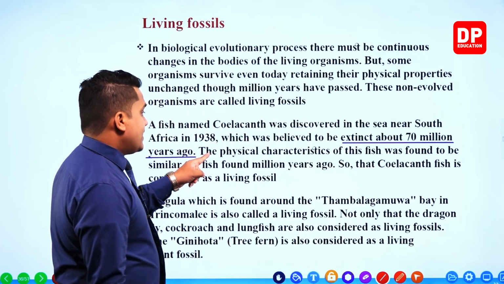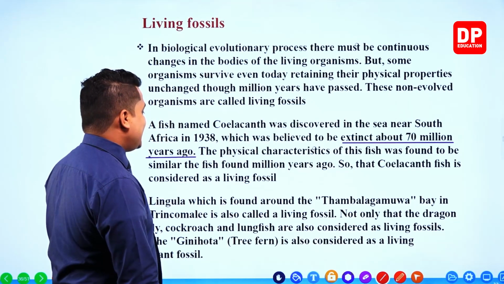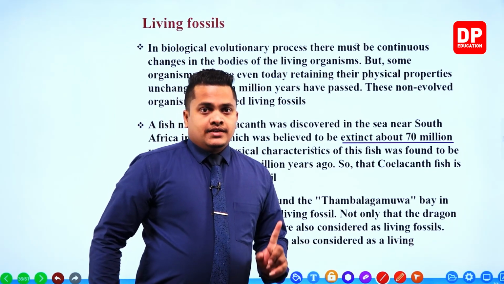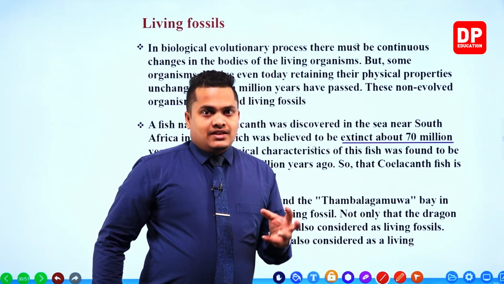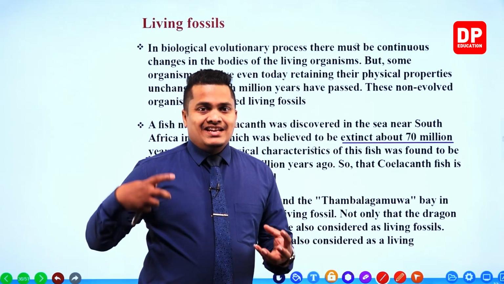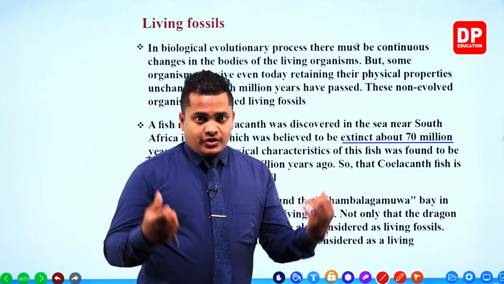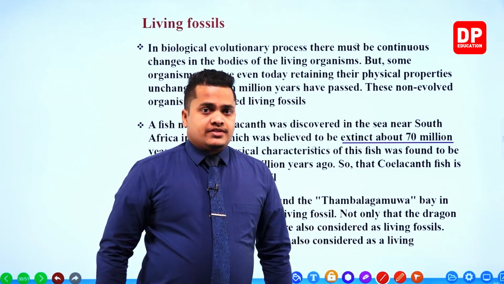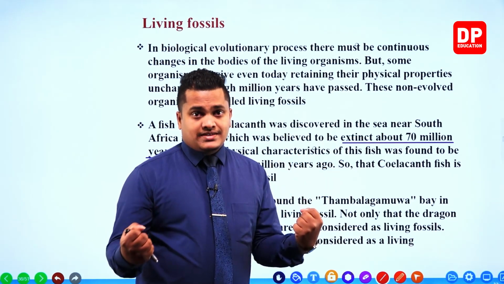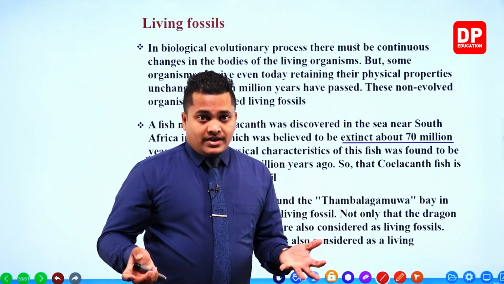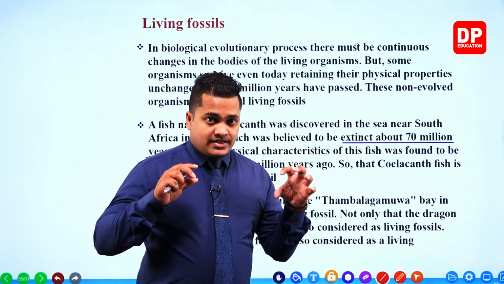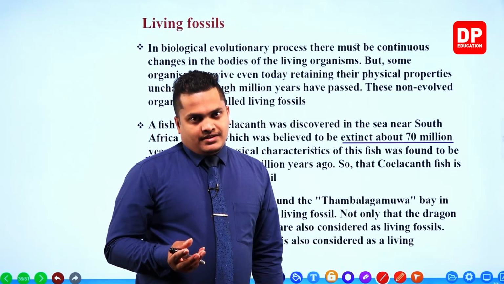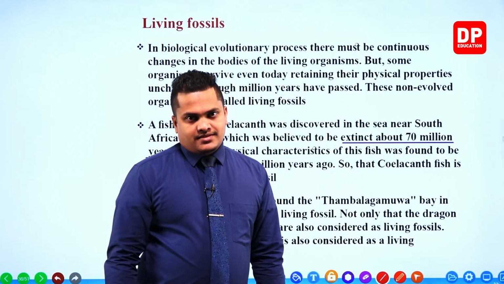It is given once again, the physical characteristics of this fish were found to be similar to the fish found millions of years ago. Like I said, before 70 million years, there was a coelacanth fish. Now, in 1938, they found another coelacanth fish. When you check their shapes and body structures, they are similar. It is not the same organism. It's a different fish, but the species is the same, my dear children, with the same characteristics.